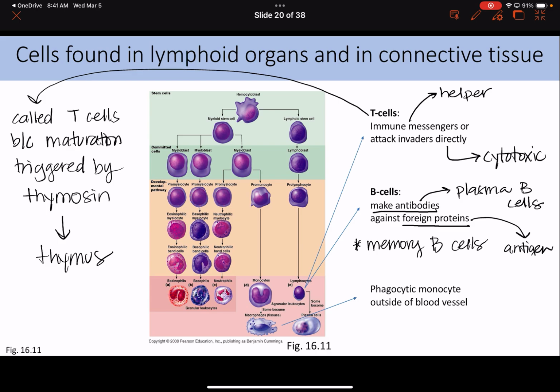And then we have phagocytic monocytes outside the blood vessel. Now, when they're in the lymphatic system, you can consider them either monocytes or macrophages. Either one's fine. Your textbook says monocyte, but whether we call them monocytes or macrophages when they're in the lymph vessels, because technically it's outside of the blood, different sources say different things. So you can use either one, monocyte or macrophage, for inside the lymph vessel. But your textbook will call them monocytes.